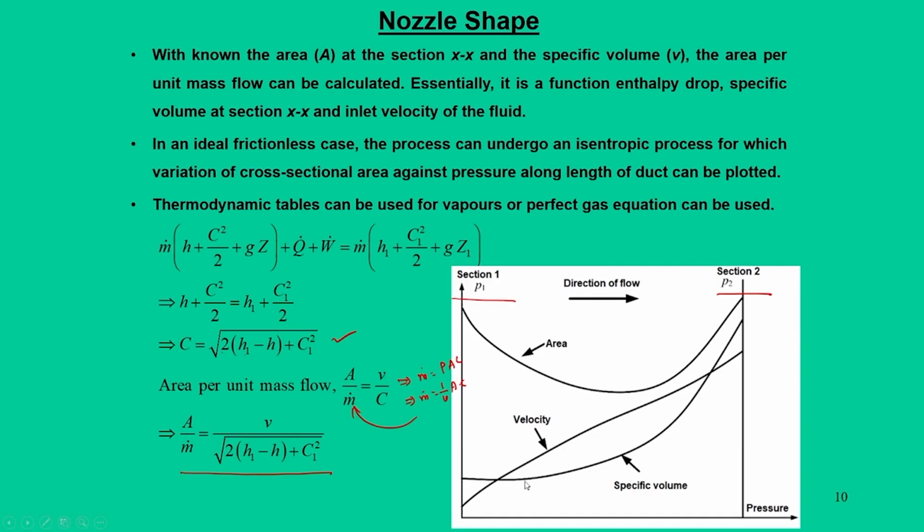Then the specific volume, in the beginning stage, normally does not change much, but after that the specific volume suddenly increases. So, the change in the area is determined by the rate at which velocity is increasing or the rate at which specific volume is increasing. The dominance of velocity and specific volume also determines the area change.